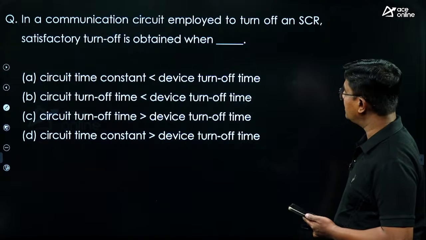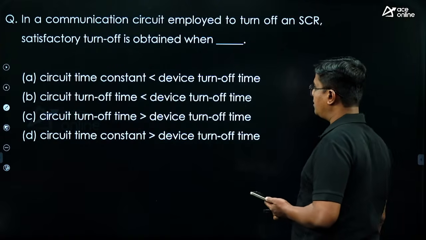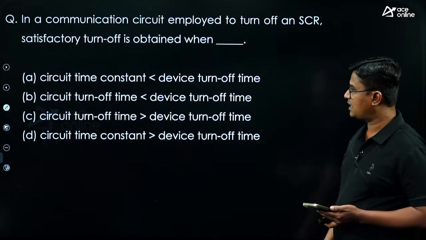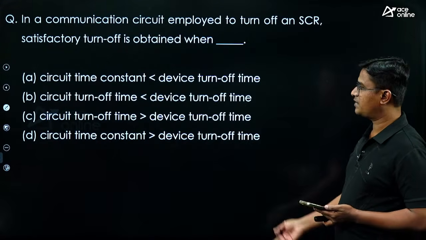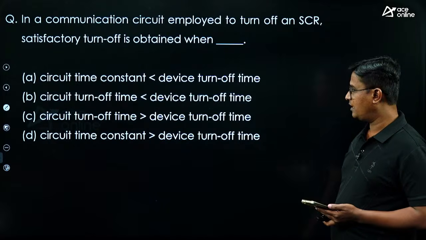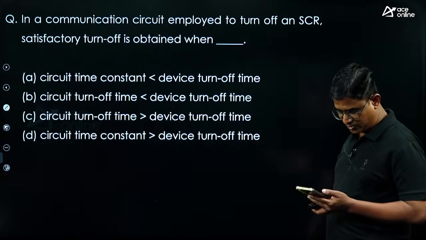In a commutation circuit employed to turn off an SCR, satisfactory turn off is obtained when? Come on. They have given the options: circuit time constant is less than device turn off time, circuit turn off time is less than device turn off time, greater than, and again circuit time constant greater than device turn off time. Yeah, you can post your answers.